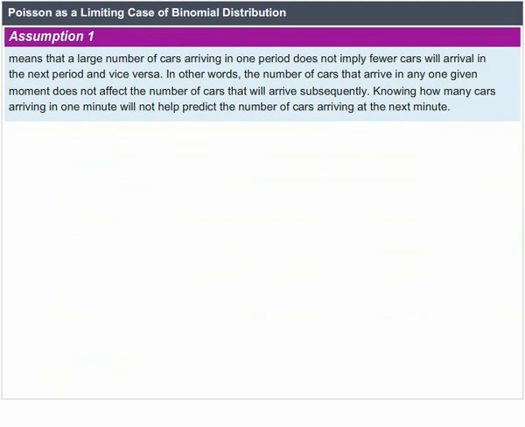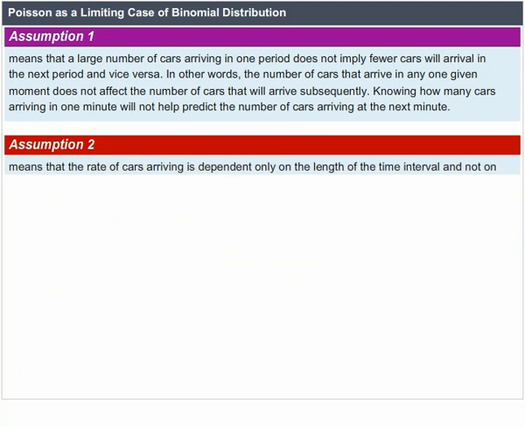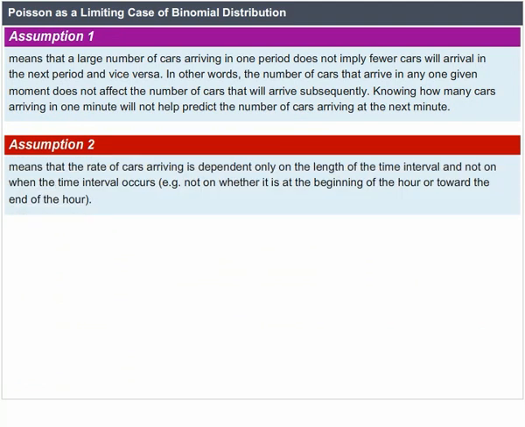Knowing how many cars arrive in 1 minute will not help predict the number of cars arriving in the next minute. Assumption 2 means that the rate of cars arriving depends only on the length of the time interval and not on when the time interval occurs. For example, not on whether it is at the beginning of the hour or towards the end of the hour.